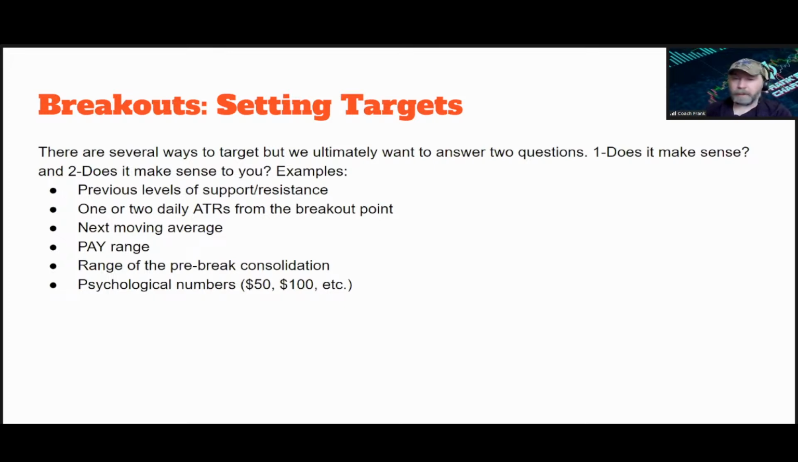We're also going to have our big psychological round numbers, right? $50, right? I was just using 50 as an example because I'm not going to use 48, right? 50 is a big round number. It stands out. 100, 200, 2,000 on gold, whatever it might be. Big round numbers oftentimes can and do play a part. So all of these things can be ways that we can target.